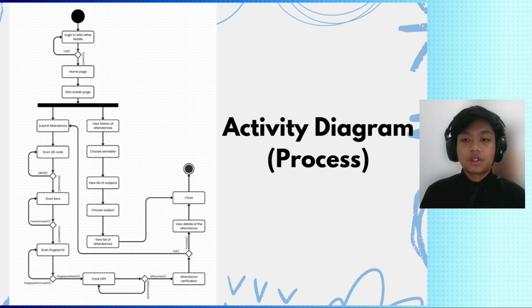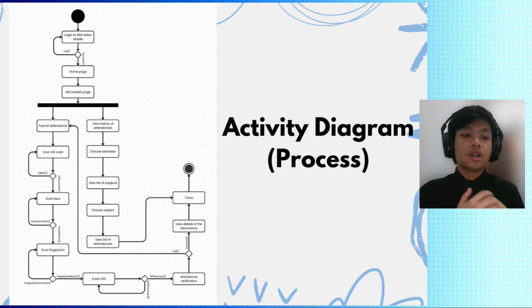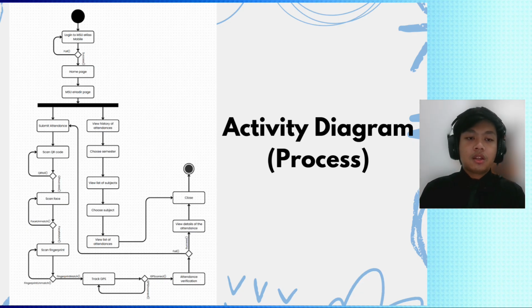They can choose which semester, whether the first semester, third semester, fourth semester, last semester. Then they can view a list of subjects. Then they can choose a subject. Then they can view a list of attendance based on the chosen subject. So after that, they can close and the process will end. So that's all for the activity diagram.